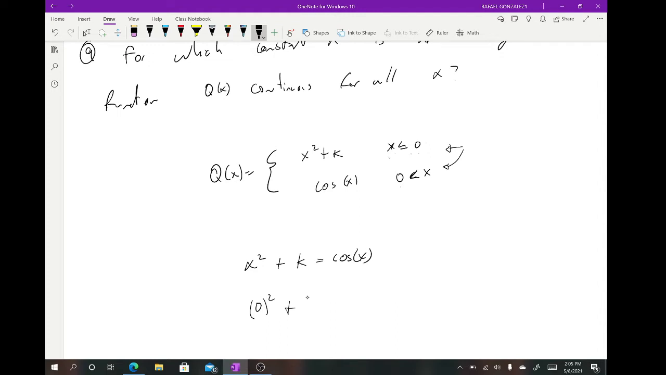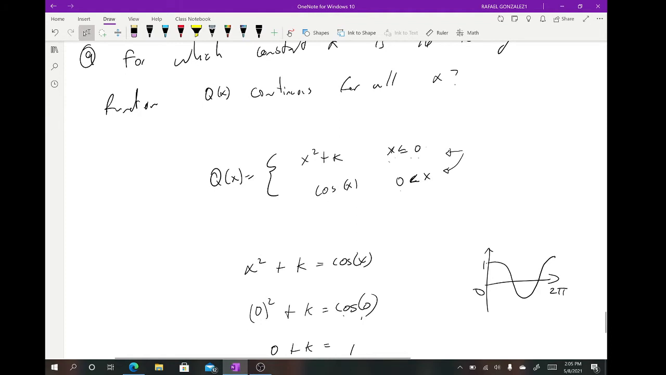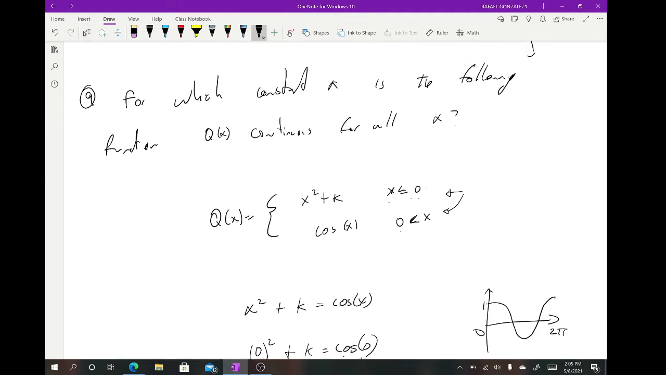So I have 0 squared plus k is equal to cosine of 0. 0 squared is just 0, so that's 0 plus k. Cosine of 0 is 1. So if you remember the cosine wave, it looks like this. It goes from 0 to 2 pi, but at 0 it is equal to 1. So we got 0 plus k, that's just k, so k must be equal to 1. So for this function to be continuous for all x values, k must be equal to 1.